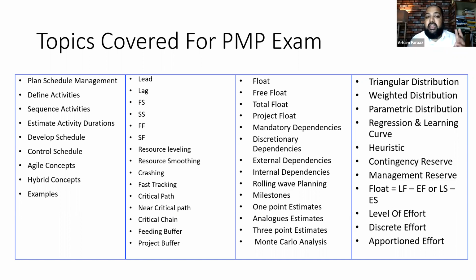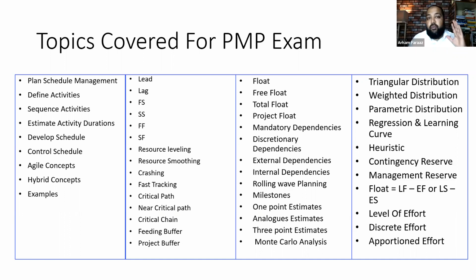We'll try to understand what are leads, lags, what is finish to start, what is resource leveling, resource smoothing, and after that, crashing, fast tracking, critical path, and so many more things. What is float, different types of floats, what are mandatory dependencies, discretionary dependencies, what are network diagrams, how do you solve the problem on network diagrams. We'll do some whiteboarding on that.